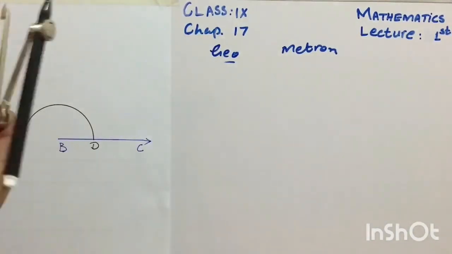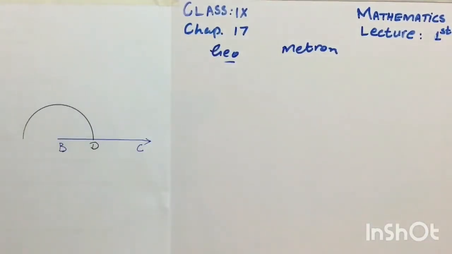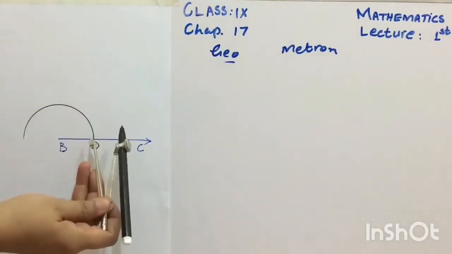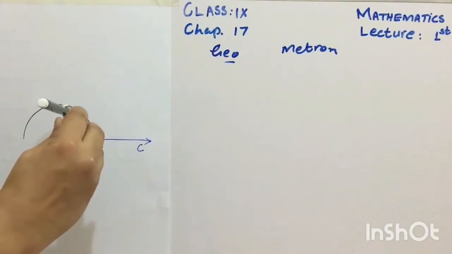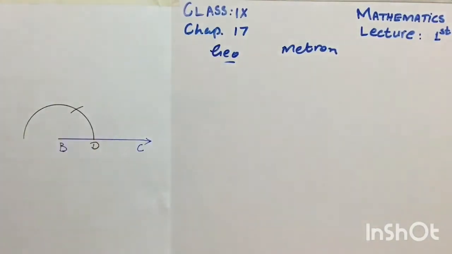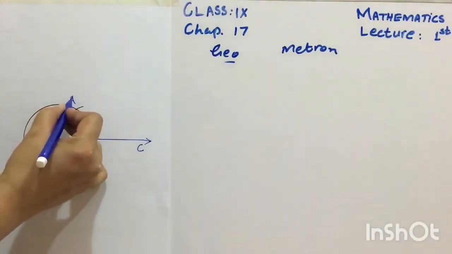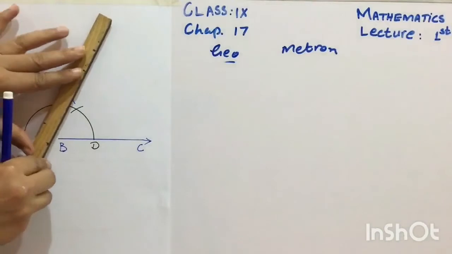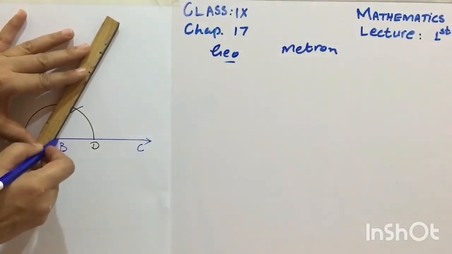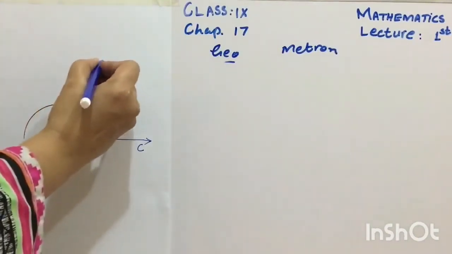Now, without changing the size of width, place the needle of the compass on point D and mark another arc which cuts the semicircle at point A. To get the terminal arm of the angle, we will join B to A. Join the point B to point A and produce it onward.